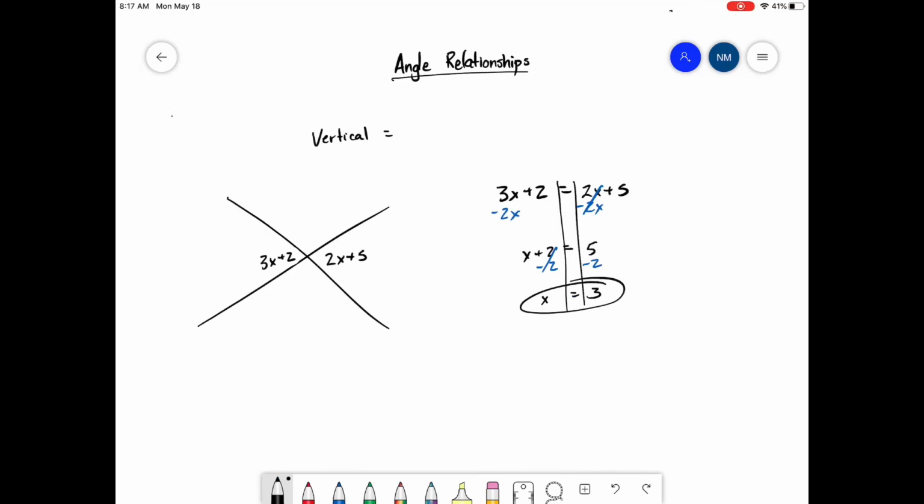And then I would plug it in to the expressions, so 3 times 3 plus 2 for this one, and 2 times 3 plus 5 for this one, and it would tell me that each of these measures 11 degrees. So all you're doing for vertical angles is setting the two expressions equal to each other in order to solve.